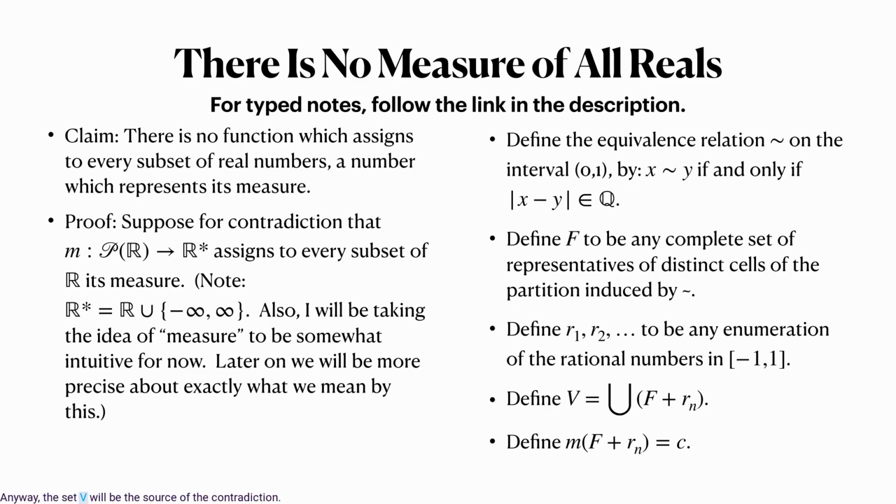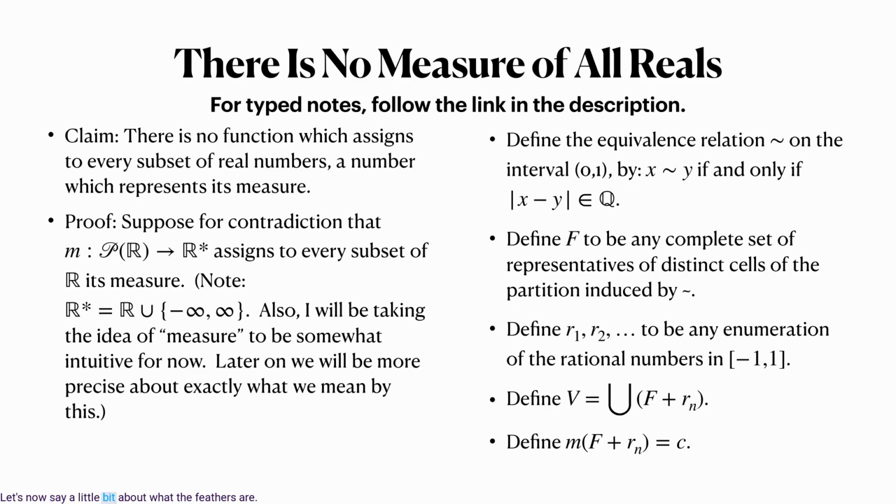Anyway, the set V will be the source of the contradiction. We will show that V must have a measure between 1 and 3, but after that, we will show that V must have a measure 0 or infinity, hence a contradiction. That is the summary of the proof.